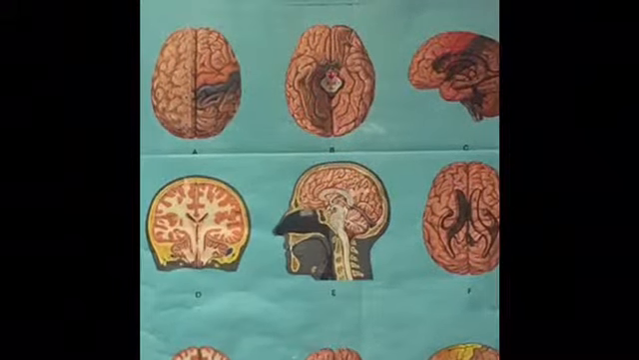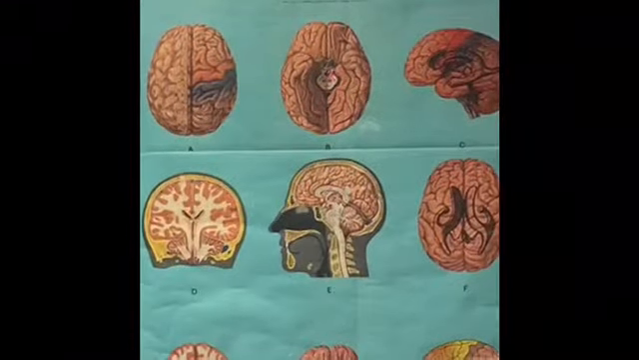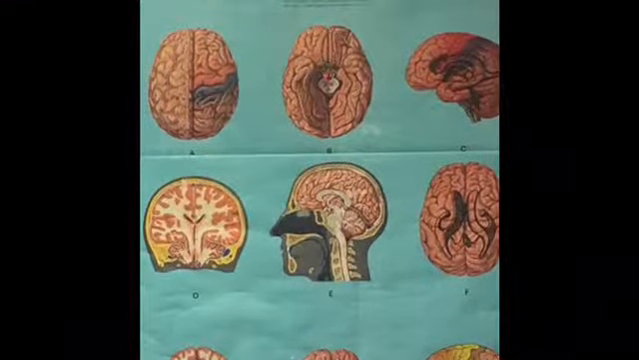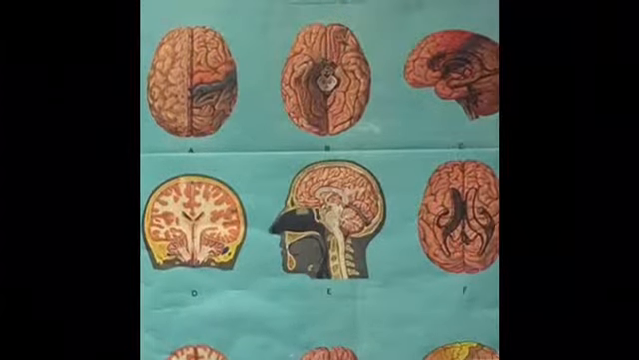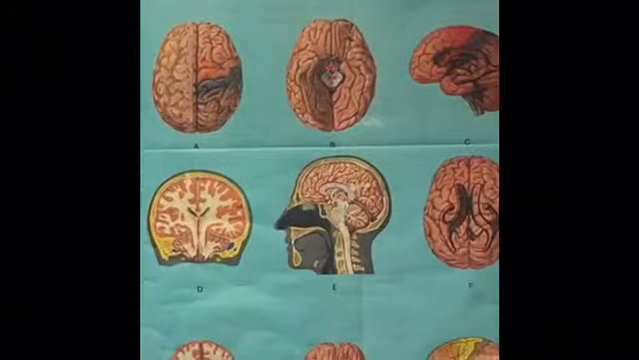I wouldn't tag it here, but these would be the cerebral peduncles, and this would be CN3. It's kind of nice how you can see where 1 would be, where 2 is, and where 3 is. Okay.